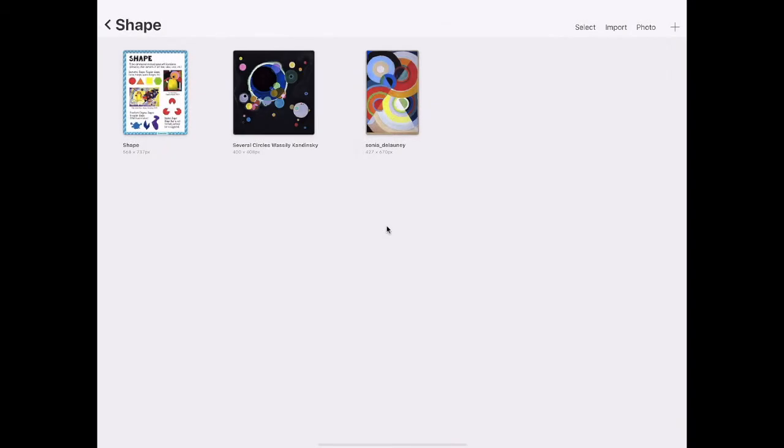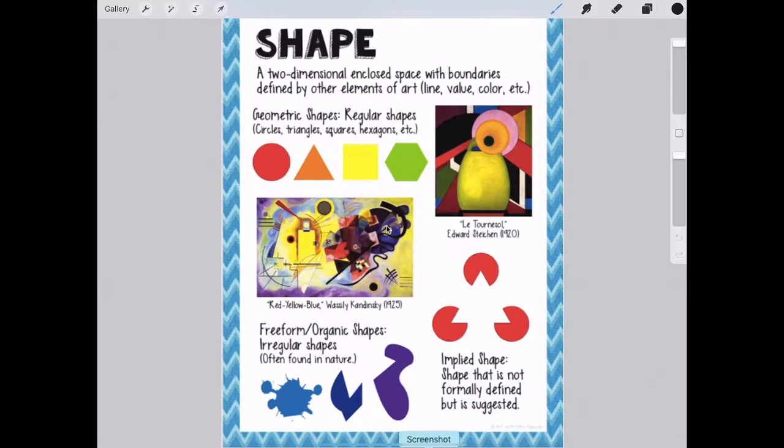Shape is a two-dimensional enclosed space with boundaries defined by other elements. We can see here we have examples of shapes. Here's a circle. Here's a triangle, here's a square, and here's a hexagon.